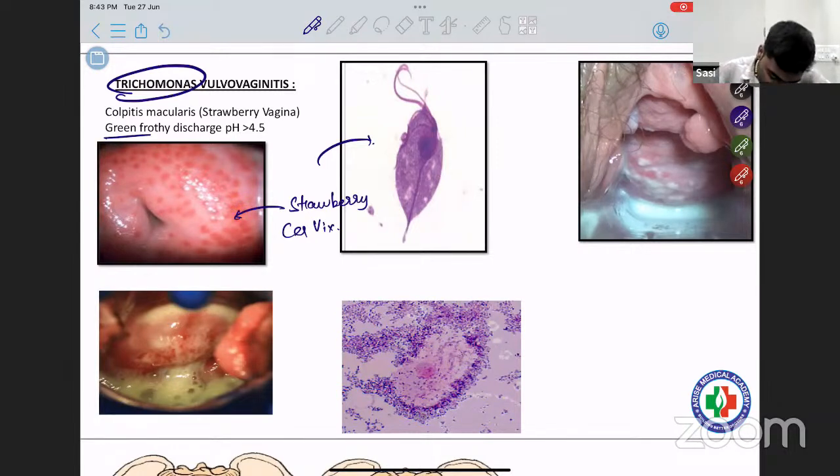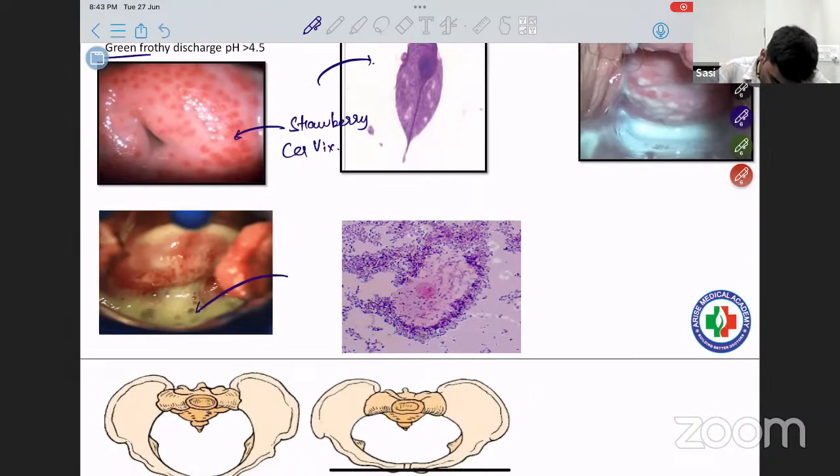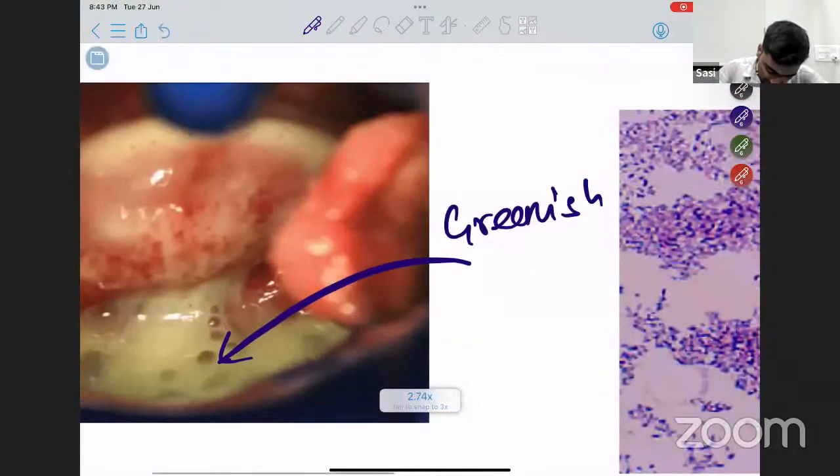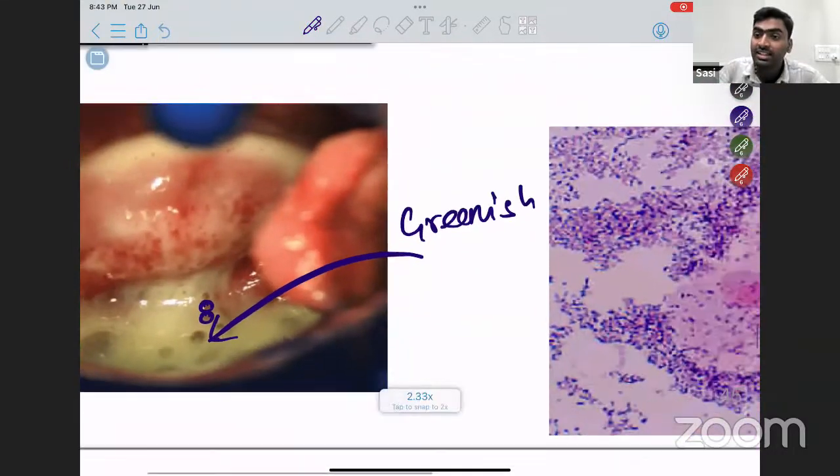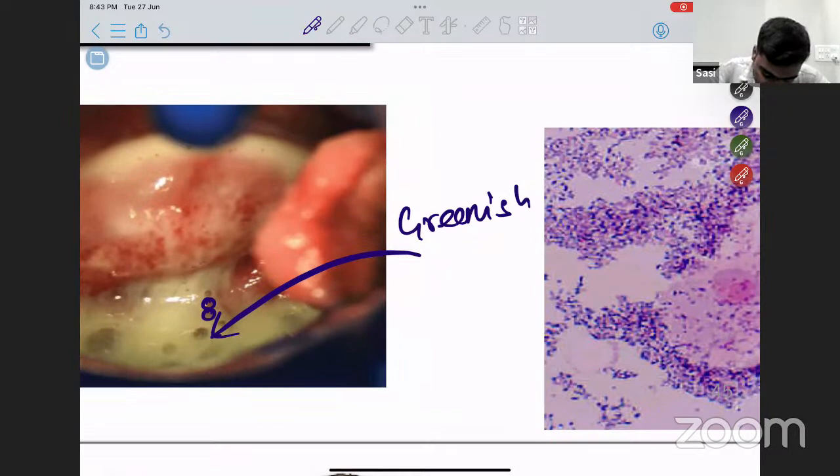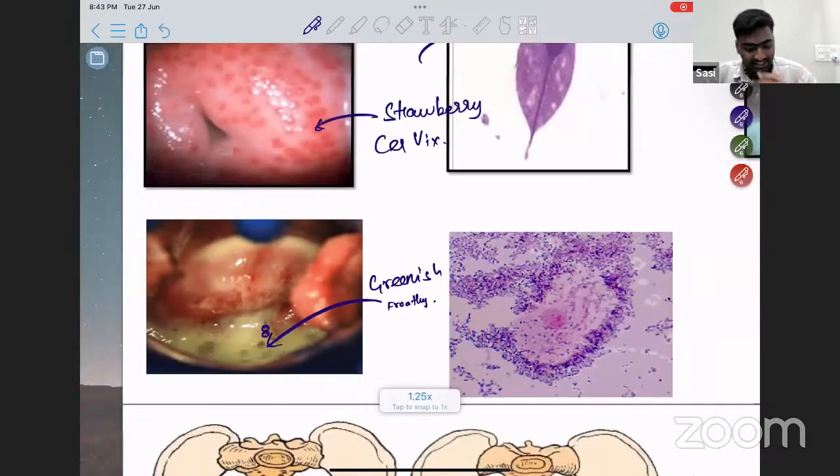And Trichomonas will produce a discharge that is greenish. Remember, it is greenish. And you can see some froth, meaning you can see some air bubbles. And these air bubbles, it is known as greenish frothy discharge. Fine. This you will see in a case of Trichomonas.